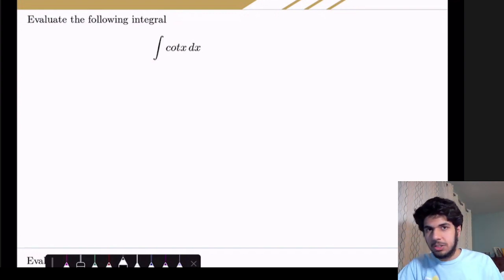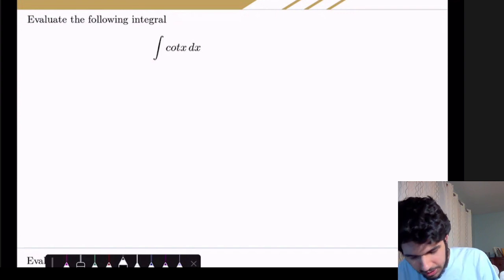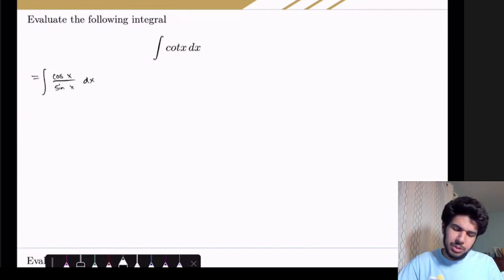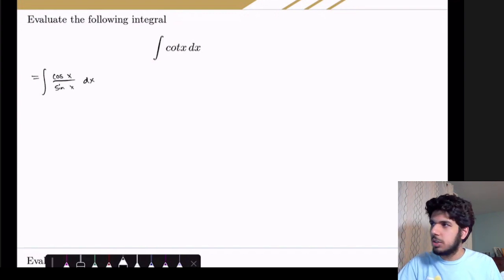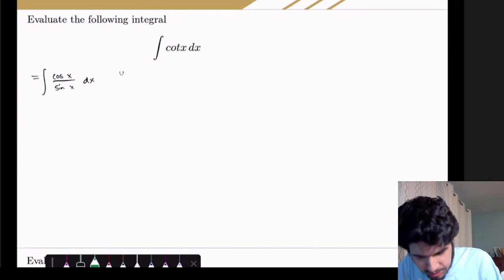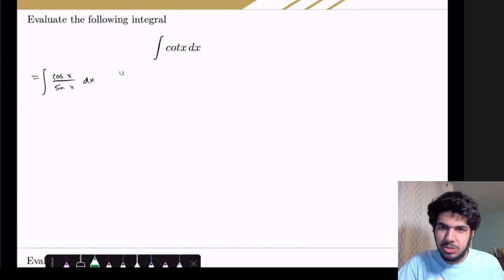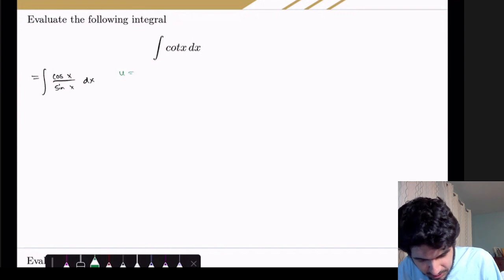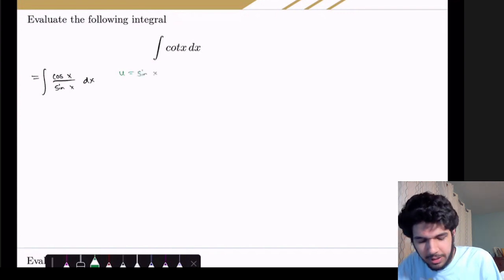But one way we could start approaching this problem is recalling that cotangent of x is the same thing as cosine of x over sine of x. And this seems a little bit more manageable because we can try to do some u substitution here. And I like to choose my denominators as my u values. Usually that works out. Let's see if it works out here. So I'll let u equal sine of x.